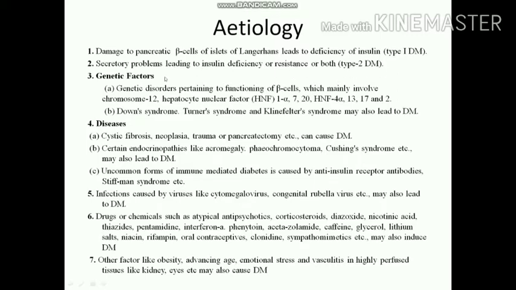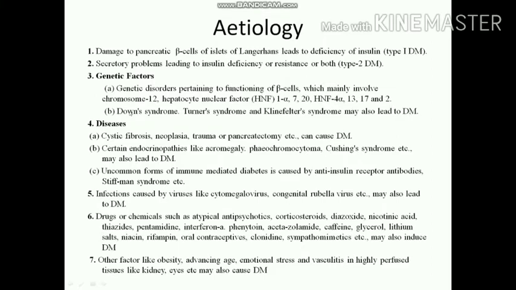Next is the genetic factor, that is genetic disorder pertaining to functioning of beta cells, which may mainly involve chromosome 12, hepatocyte nuclear factor HNF 1 alpha, 7 20, HNF 4 alpha, 13 17 and 20.